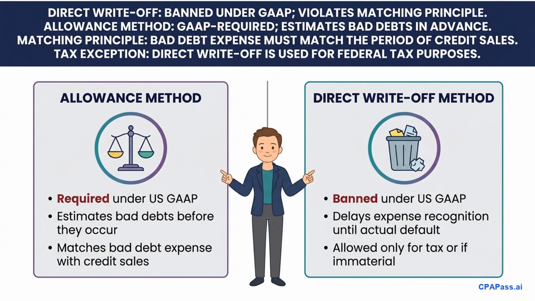Conversely, the allowance method is GAAP required. It forces companies to estimate bad debts in the same period as the related credit sales. This matching of credit sales revenue with the estimated bad debt expense ensures your balance sheet reflects the true net realizable value of your receivables before defaults actually occur.